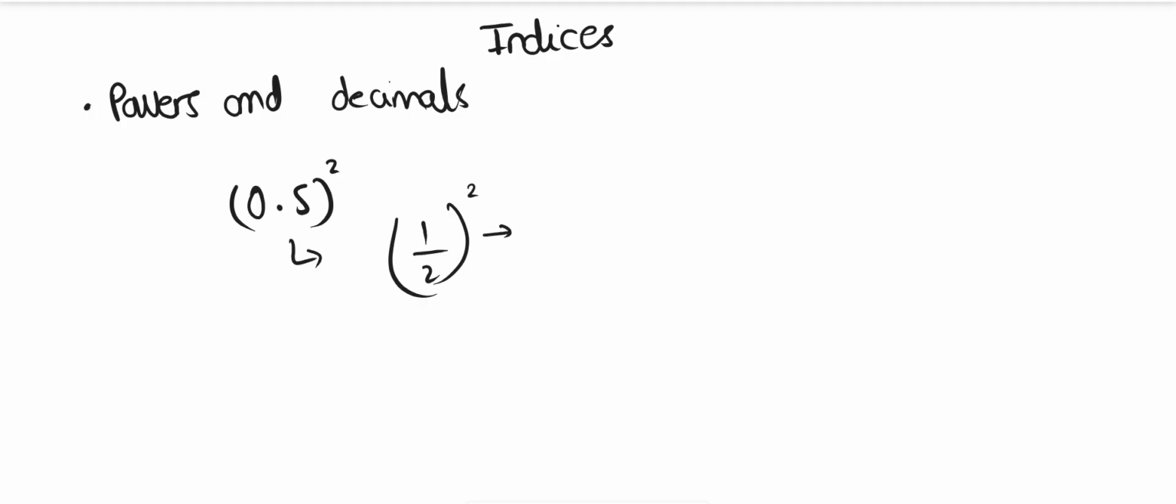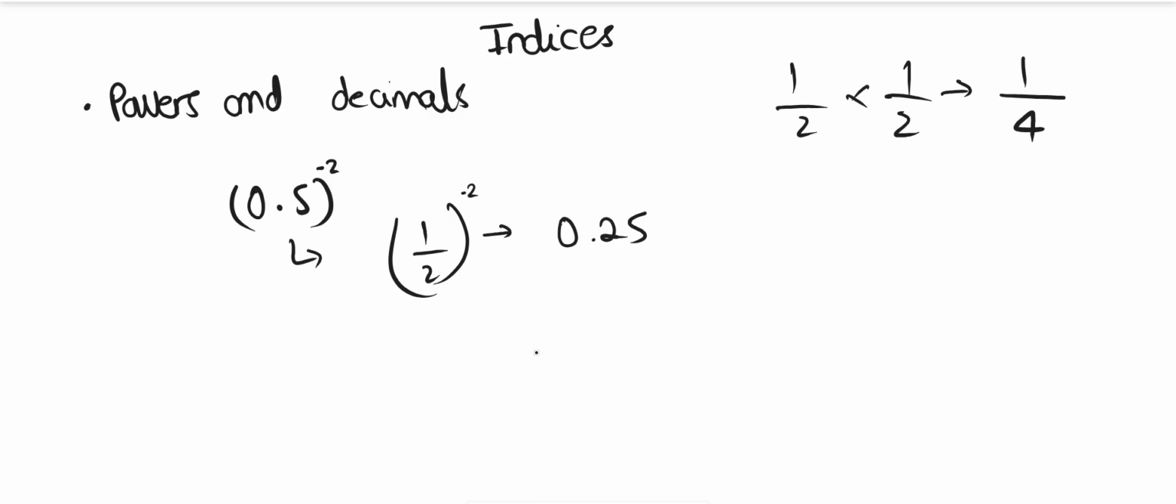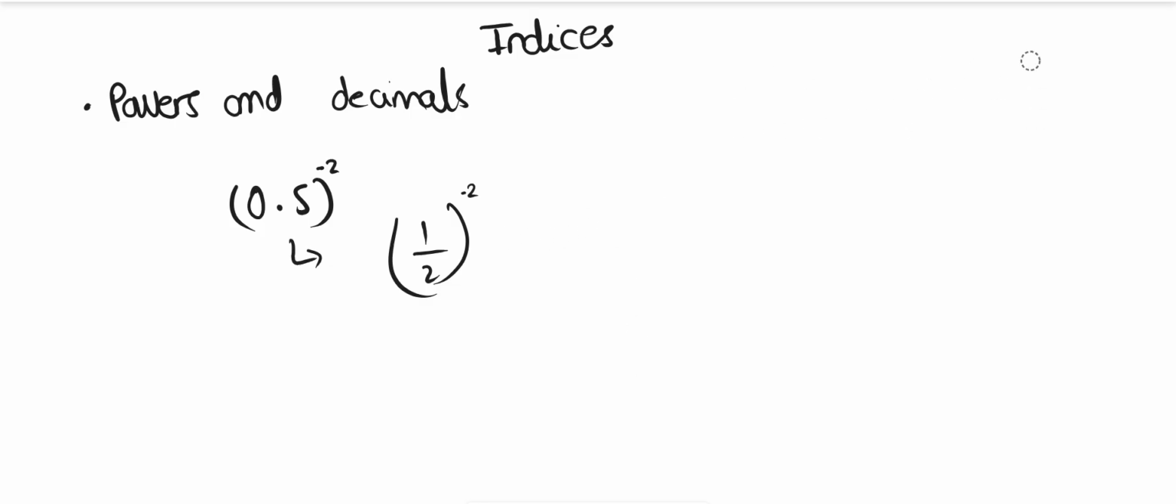So 1 upon 2 whole squared can also be written as 1 upon 2 multiplied by 1 upon 2. What does that become? 1 upon 4, 0.25. Am I right? But now let's twist it a bit. What if it's 0.5 raised to the power of minus 2? What is that going to be? It's going to be done in a very simple way. I'll explain it. 1 upon 2 raised to the power of minus 2.